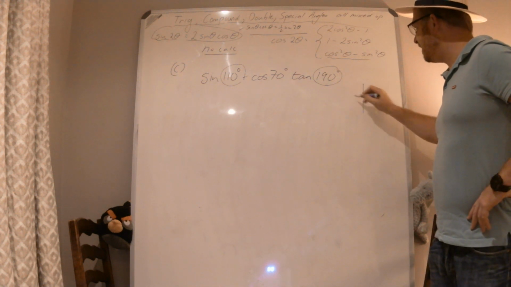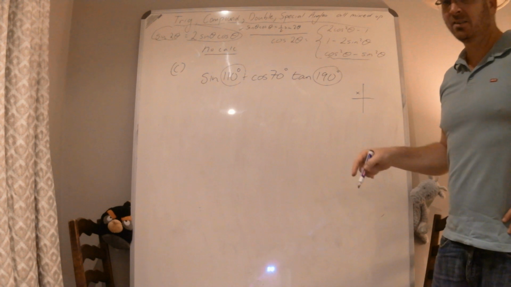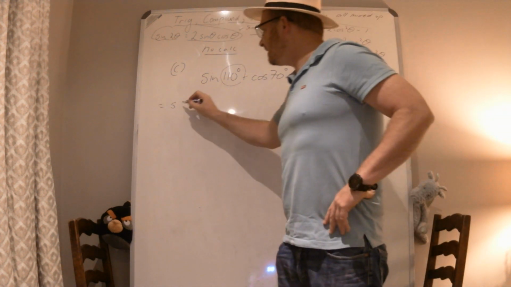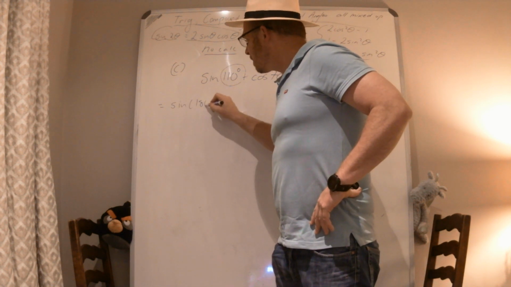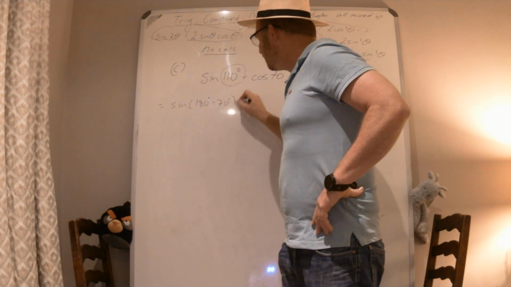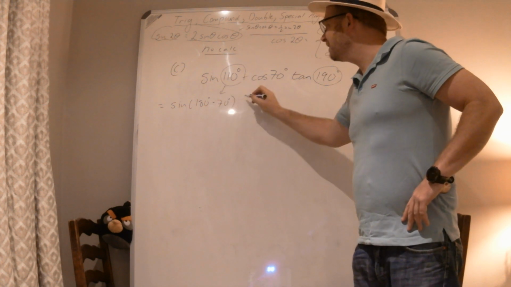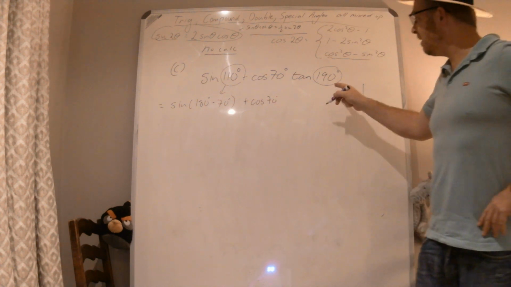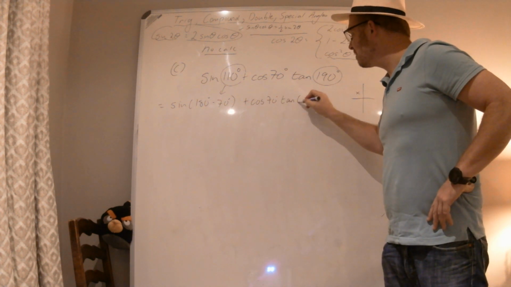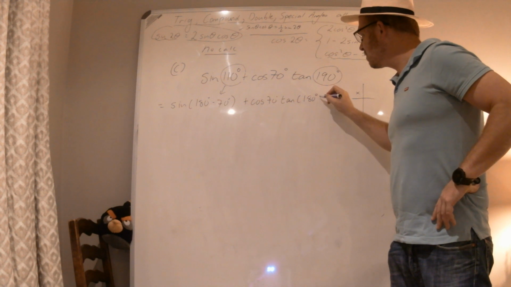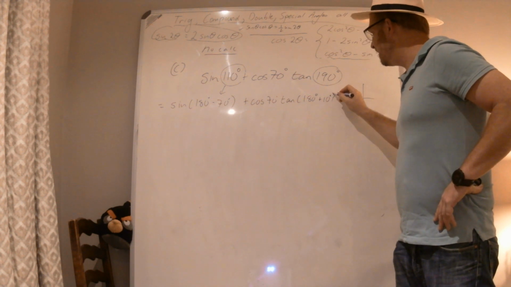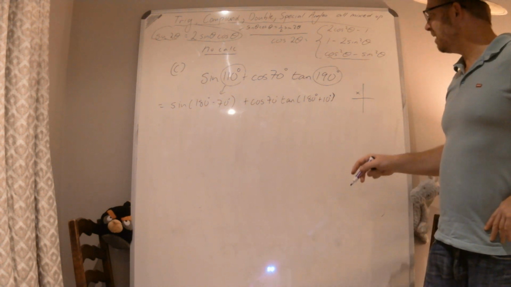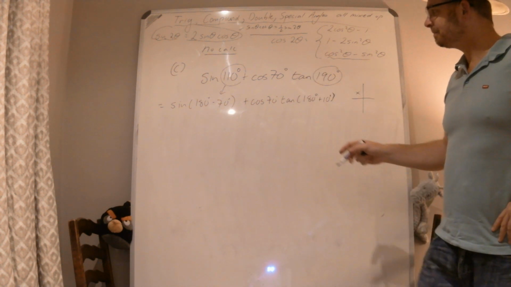So 110 degrees is in this quadrant, so you can write it as 180 minus, so it's going to become sine 180 minus 70 degrees. Okay, just rewritten that. Cos of 70 is acute, so we're going to leave it like that. And tan of 190 is going to be tan 180 plus 10 degrees. Okay, 190 is over here. Right, so now go use your reduction formula.